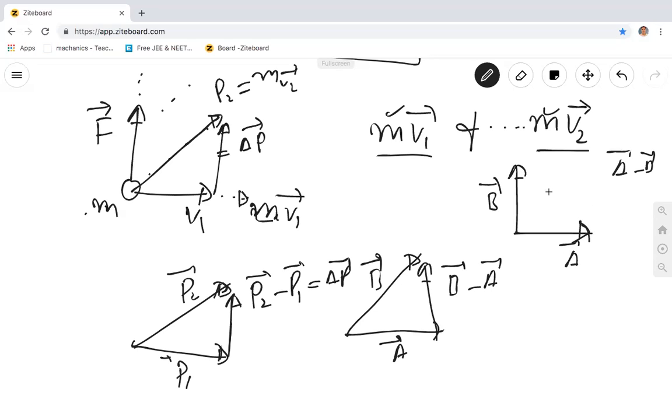Connecting the two tips, the final tip has to be like this. It is A minus B. Right? Is that right? Yes, sir. Okay. Now see here.